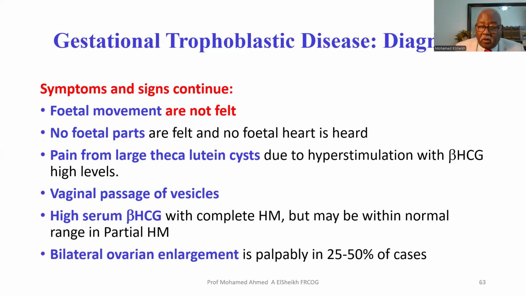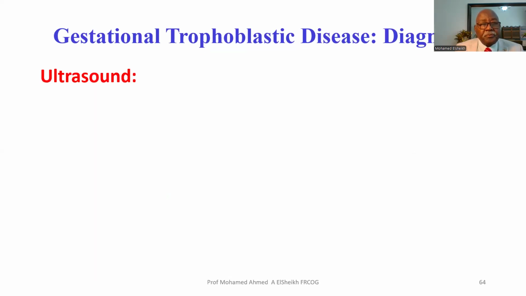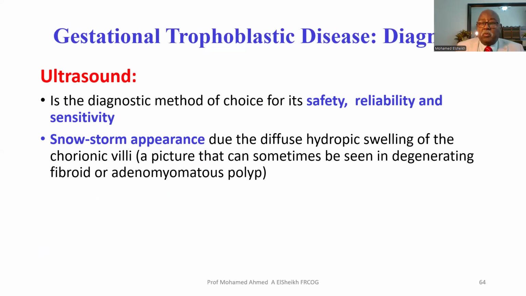Bilateral ovarian enlargement, palpable in almost 20 to 50%. And as we have said, these ovarian cysts are due to hyperstimulation with the beta HCG. So we gave the clinical picture as well as the investigations needed. Now we need to do the investigations, or to complete these investigations.